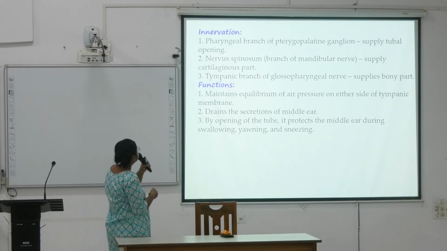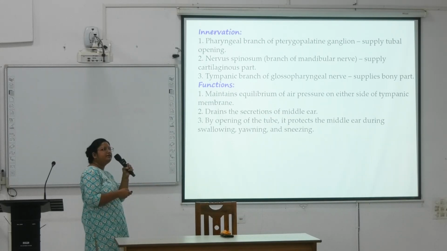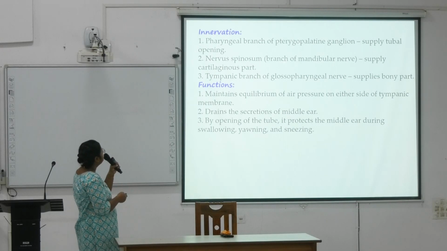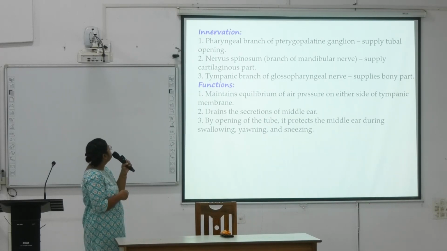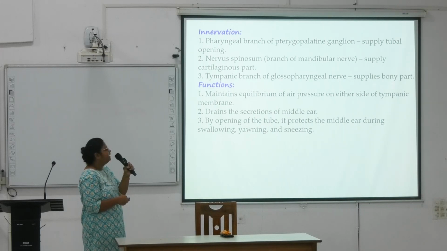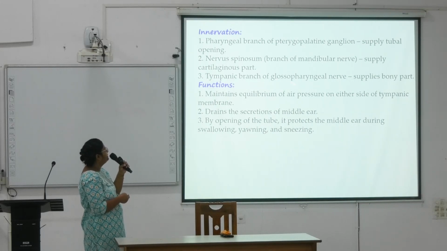Innervation: the pharyngeal branch of the pterygopalatine ganglion supplies the tubal opening. Nervus spinosus, which is a branch of the mandibular nerve, supplies the cartilaginous part. And the tympanic branch of the glossopharyngeal nerve supplies the bony part.